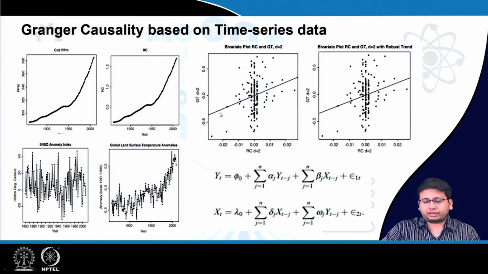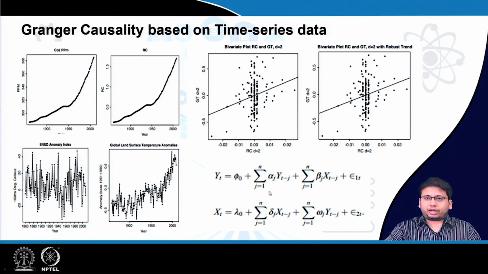When we go for Granger causality, we will try to fit some kind of a linear relation between the two, but as you can see, it does not seem to be that great an idea to represent this kind of data with a linear relation. Similarly, here they make another bivariate plot with what is known as a robust trend.